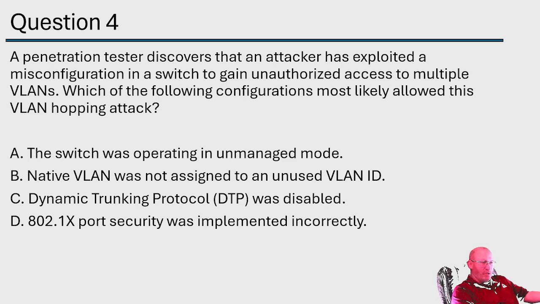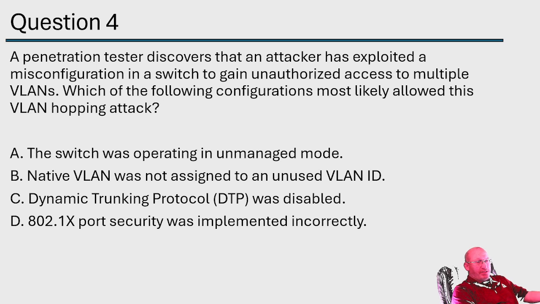There's a lot of possible answers over today. So what do you think? It's either B or D. I'll give you about 5 more seconds to take a crack at this one. What do you think? Well, if you said B, native VLAN was not assigned to an unused VLAN ID, you'd be correct. That's the answer.